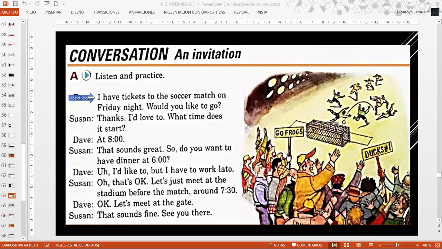I have tickets to the soccer match on Friday night. Would you like to go? Thanks, I'd love to. What time does it start? At 8 o'clock. That sounds great.